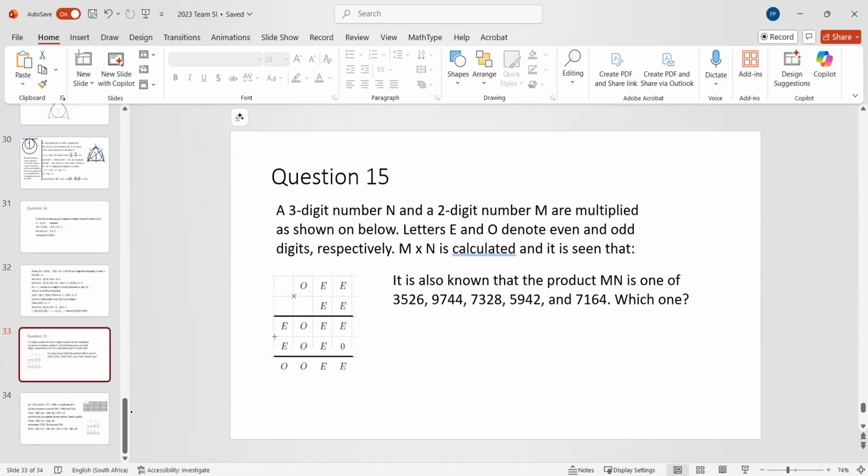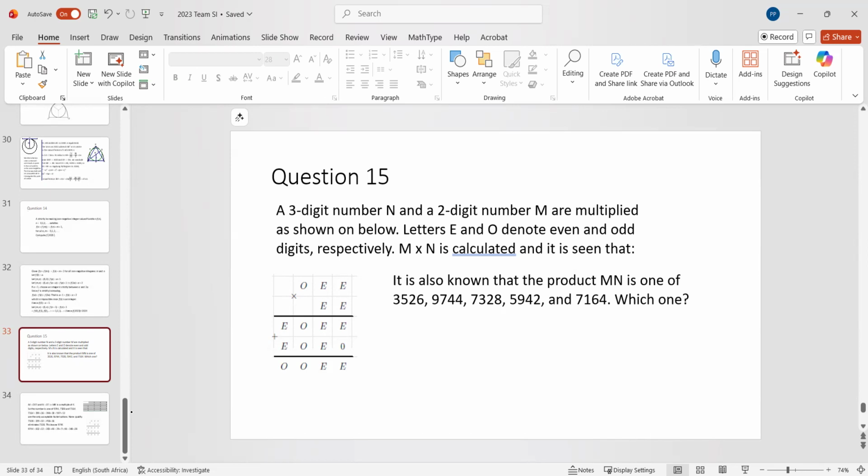Looks like a very difficult problem. But how are we going to find out what these things are? Because there are so many possibilities. But the nice thing is, it is known that the product is one of these. Now remember, this E and E are not equal. They are even. All right, odd. Now it's going to be one of these. So which one?